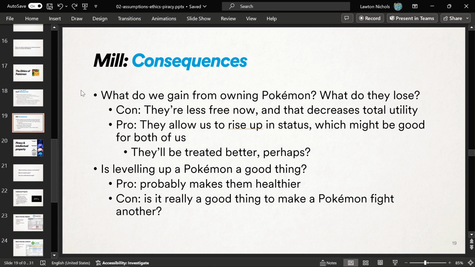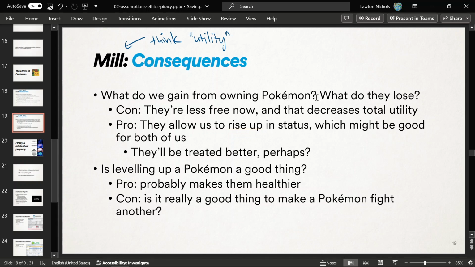All right, we can send the idea of Pokemon to Mill as well. John Stuart Mill, who was a utilitarian, and he would focus on the consequences of a problem. So whenever you see this guy's name, think utility. Think how much good could you produce. Think utility. Okay? So he'd be asking these questions.